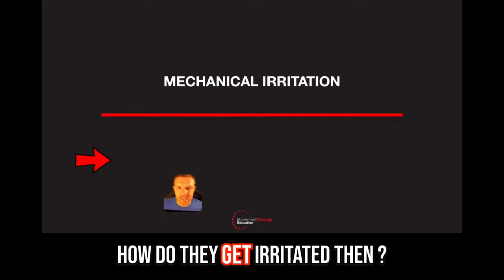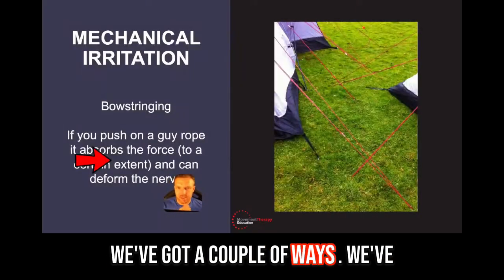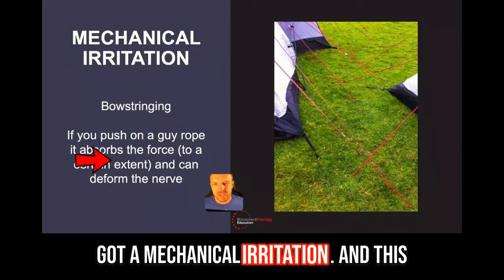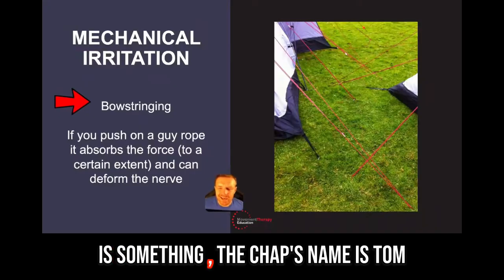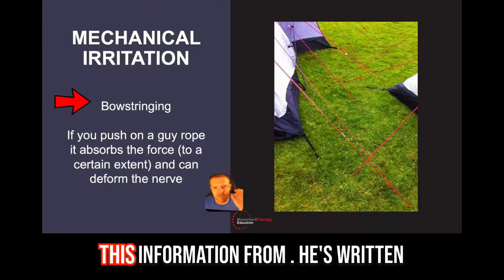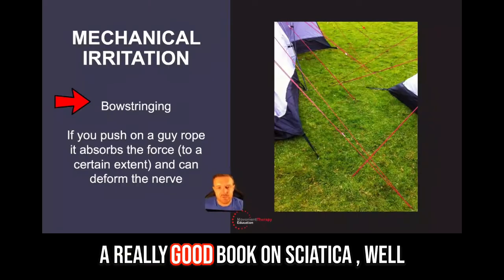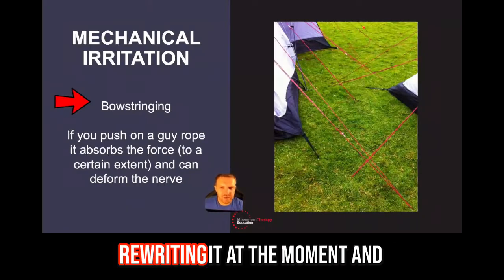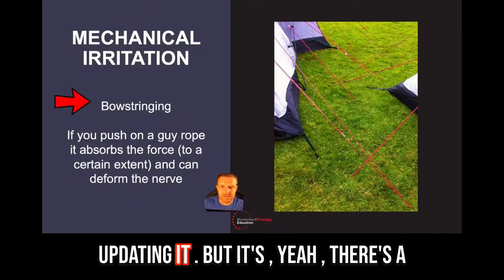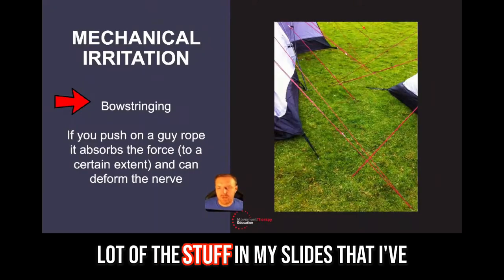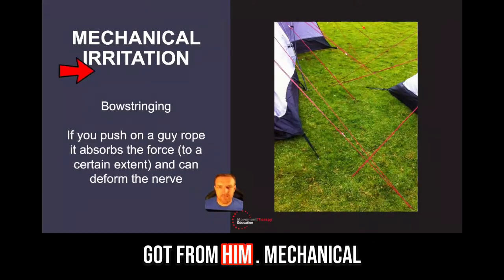So how do they get irritated then? We've got a couple of ways. We've got mechanical irritation. And this is something, the chap's name is Tom Jessen. It's where I've got a lot of this information from. He's written a really good book on sciatica, so well worth having a look. I think he's rewriting it at the moment and updating it. But there's a lot of the stuff in my slides that I've got from him.